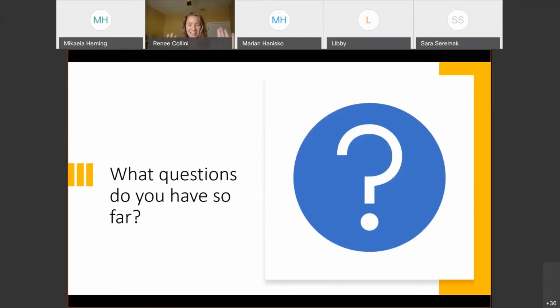Okay, so that was the second type of model. The first were projecting how much water. This one is talking about what happens if we have that much water. What questions do y'all have about what we've gone over so far?